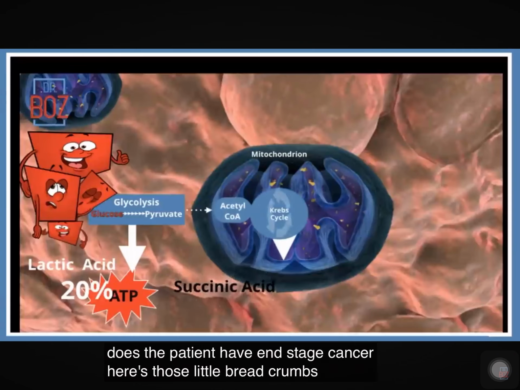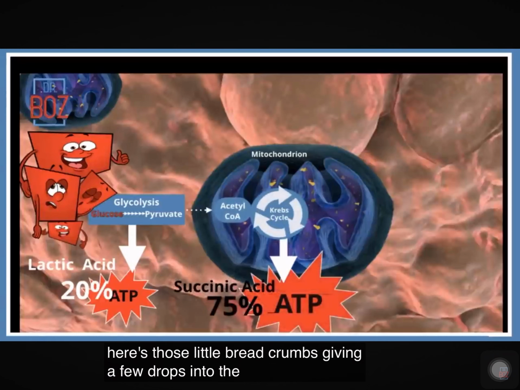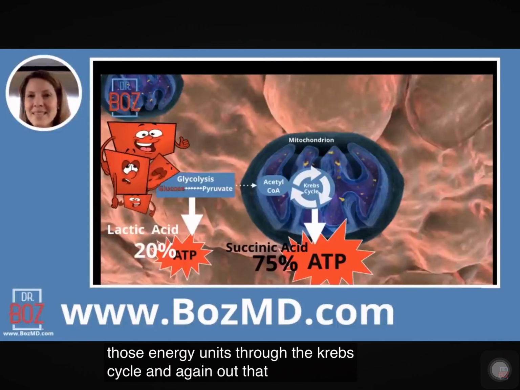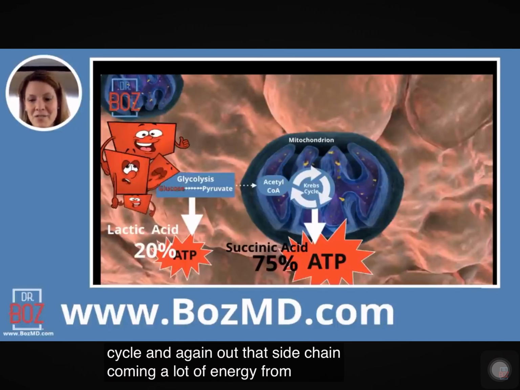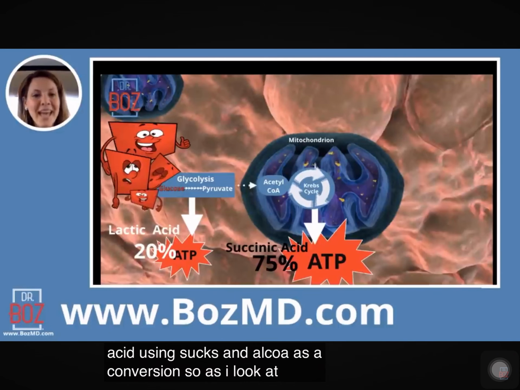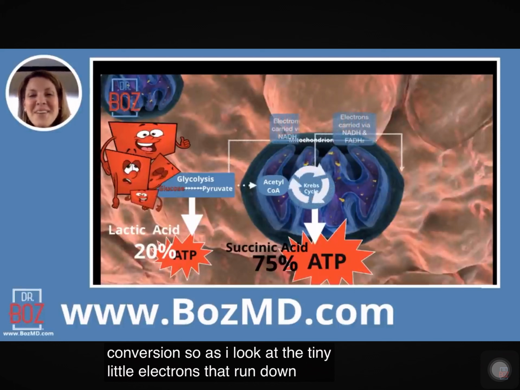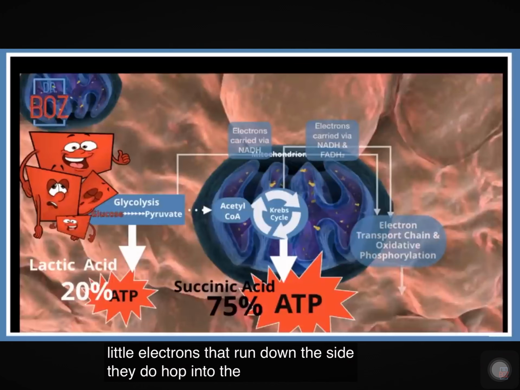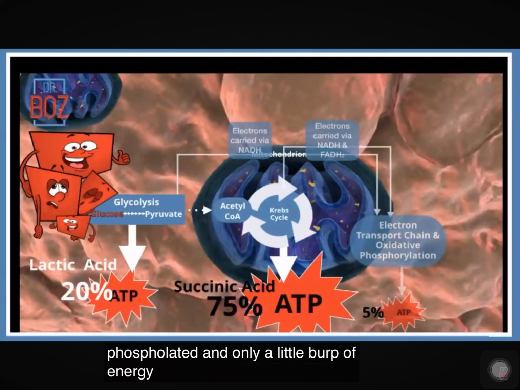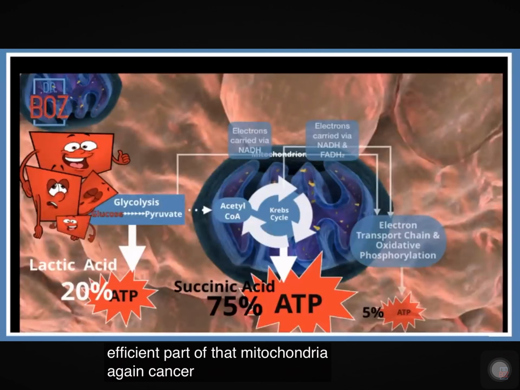Here's those little breadcrumbs giving a few drops into the acetyl-CoA, spinning those energy units through the Krebs cycle, and again, out that side chain coming a lot of energy from succinic acid using succinyl-CoA as a conversion. So as I look at the tiny little electrons that run down the side, they do hop into the end of the electron transport chain. You do get them phosphorylated, and only a little burp of energy gets all the way through the efficient part of that mitochondria. Again, cancer cells, mitochondria, as well as many other health issues in medicine, they have broken energy use.